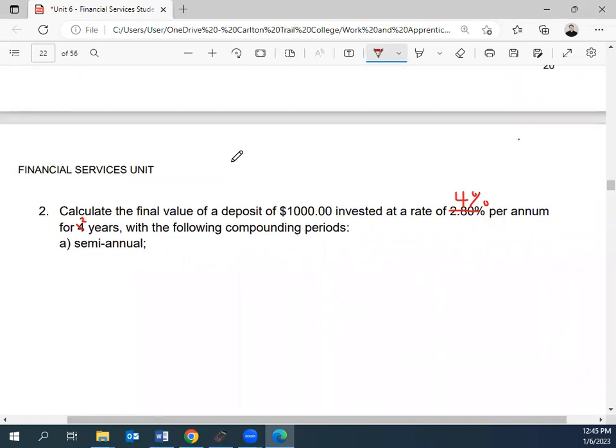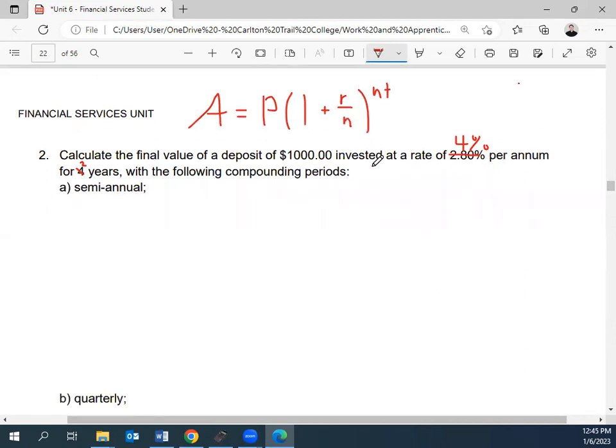And same thing, instead of having to flip back, I'm just going to rewrite my formula really quickly. So P times 1 plus R over N, and then raised to N T. Cool. You don't have to do that, but it's a good habit to get into, and it helps you memorize it. Okay, so now that we have that, let's quickly run into this.